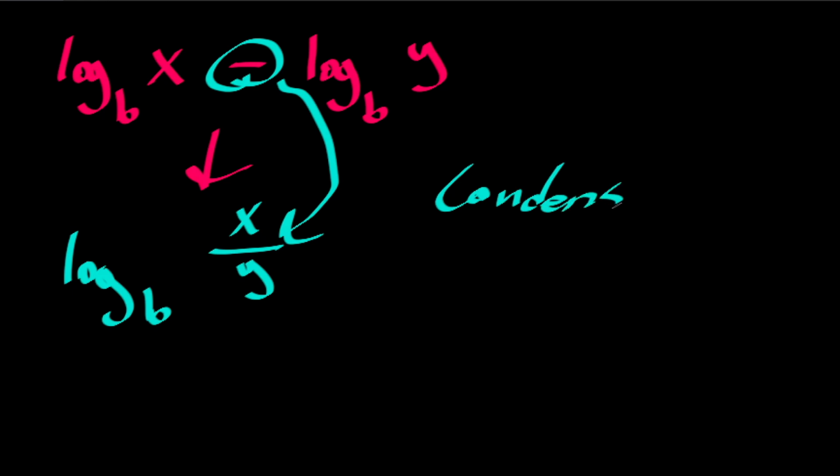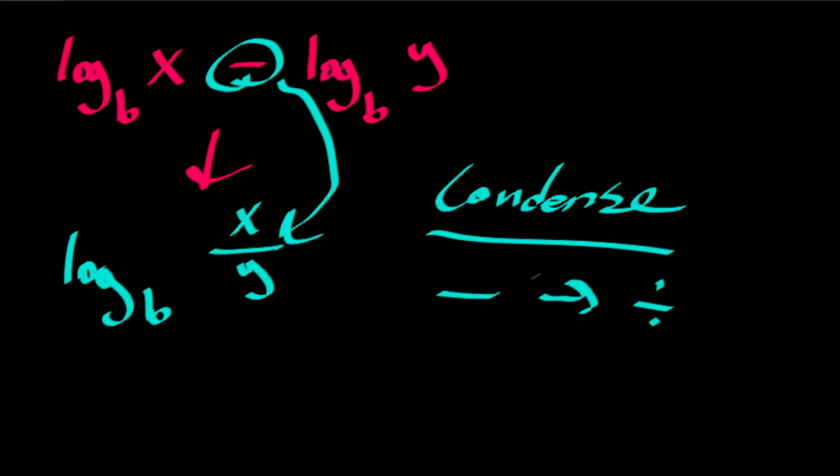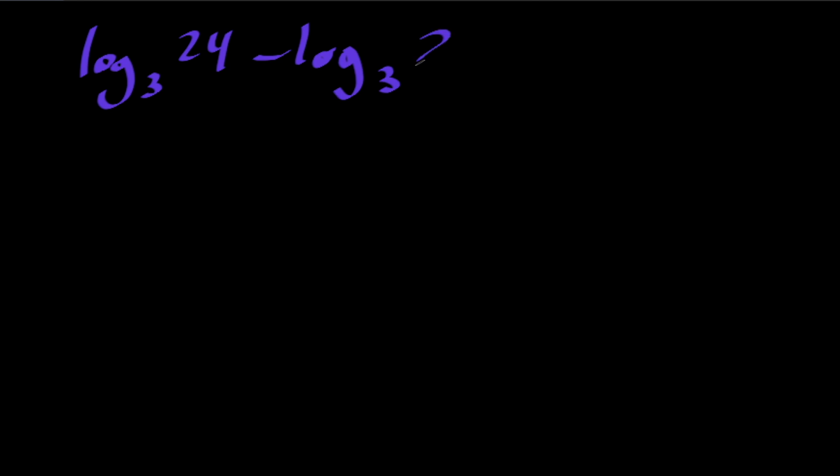So subtraction tells us to divide when we're condensing. If I were you, once again, you could just write condense and then write minus, draw an arrow to that, and say divide. And it actually goes the opposite direction if you're expanding. But there's a little cheat sheet or cheat code for how we condense a logarithm when we're subtracting. So let's practice that real fast. Let's say we have log base 3 of 24 minus log base 3 of 8.